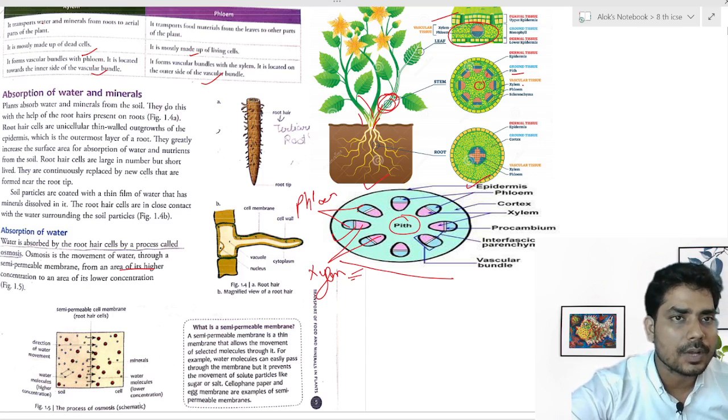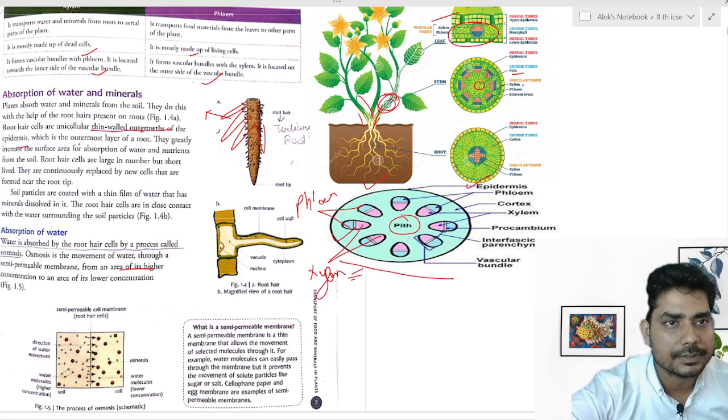Okay, so the next topic is absorption of water and minerals. We know that absorption of water and mineral from the soil is due to the root hairs. Root hair is made up of only one cell, so it is unicellular. Root hair is a unicellular thin outer growth of the epidermis. Where does it come from? It comes from the epidermis, the outermost layer of the root. It increases the surface area and absorbs water and mineral from the soil.